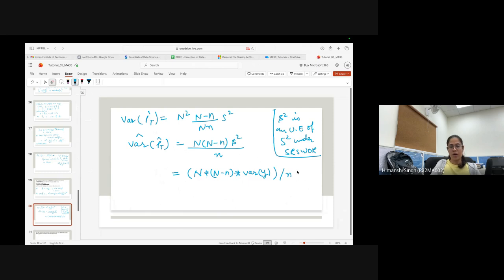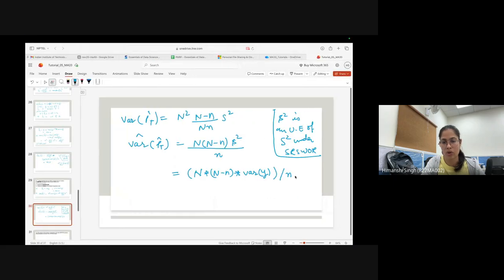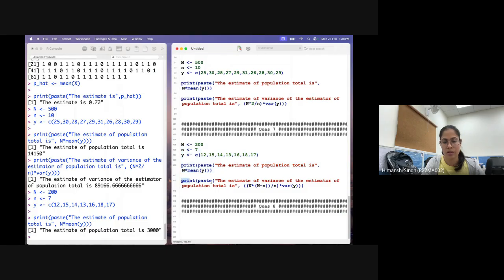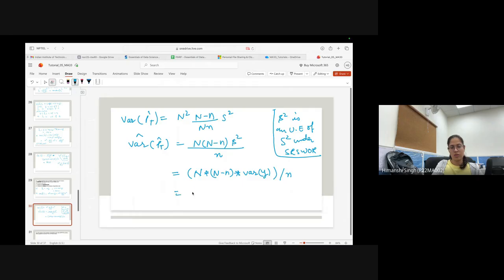So accordingly we have coded it. In the code also I have done that: N star N minus n by small n, star N minus n by small n into variance of y. So if I run it, I'm getting the variance of y as 25733.33. So this will be the estimate of the variance of PT hat.